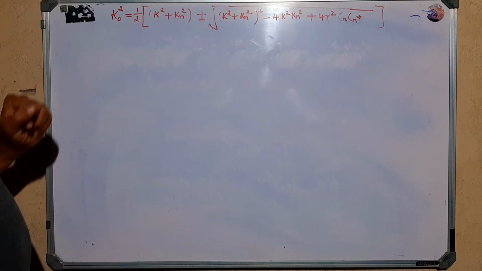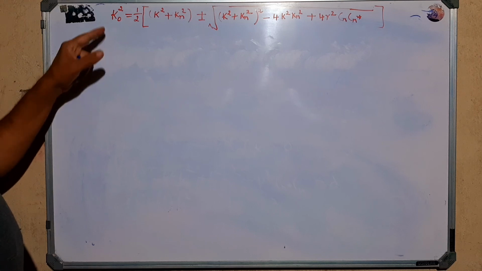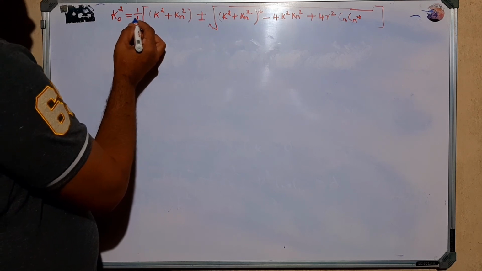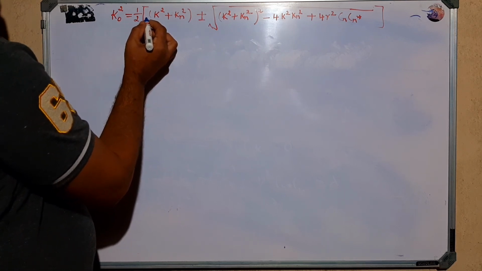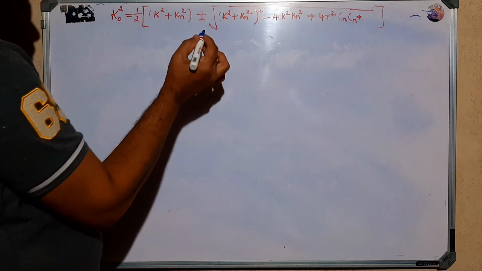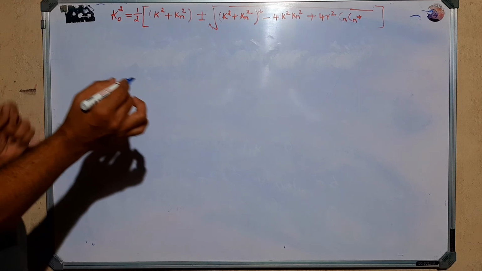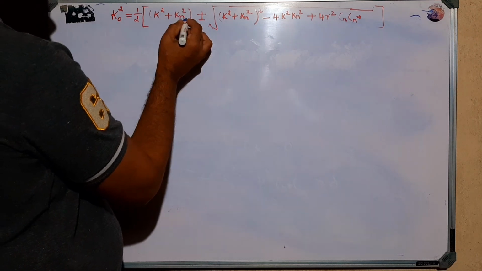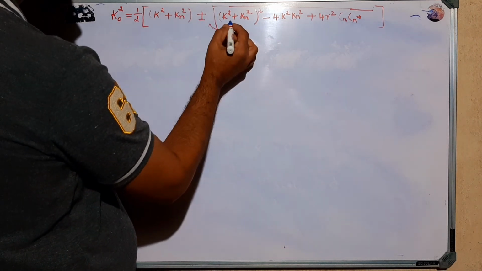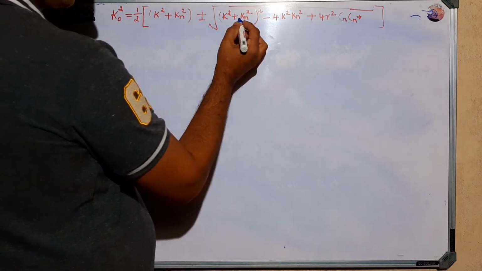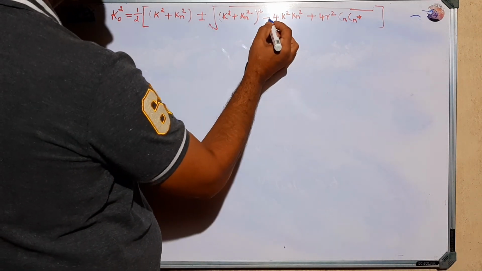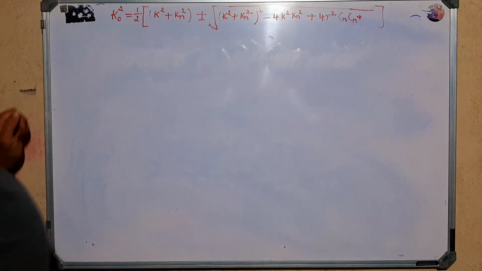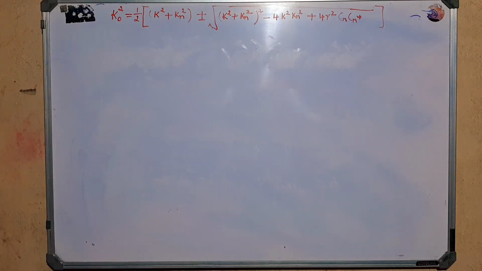Okay. In the previous lecture, we stopped at this point, that is the solution of the quadratic equation: k naught square is equal to half into minus b plus or minus square root of b square minus 4ac. Here, minus of minus is plus, so k square plus kn square plus or minus square root of b square, where we have substituted minus 4ac. This is the solution of the quadratic equation.